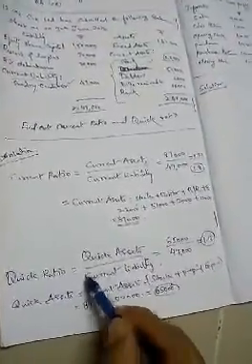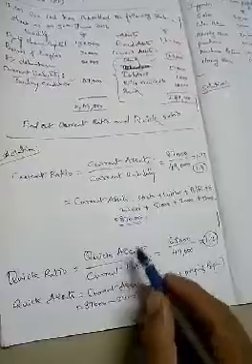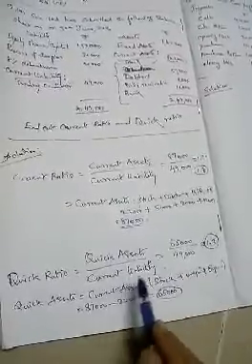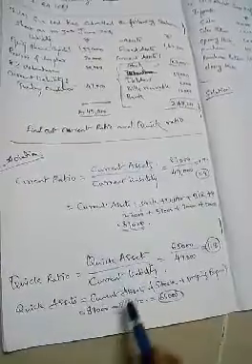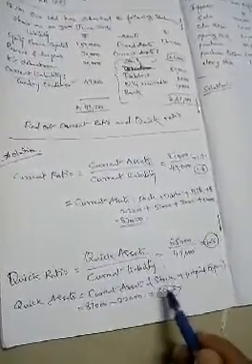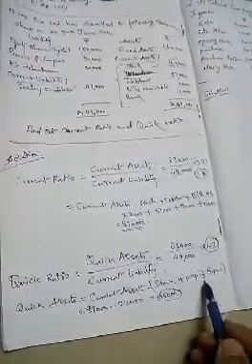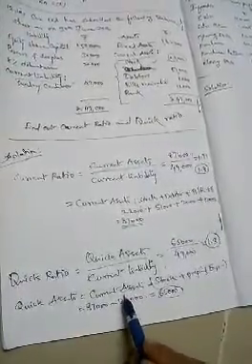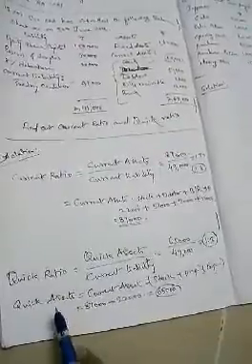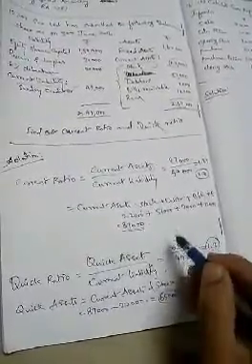And similarly for the quick ratio, the formula is quick assets divided by current liabilities. Quick assets is nothing but current assets minus stock plus prepaid expenses. If you exclude these two things from your current assets, you may get the quick assets. Afterward you may simplify, and you may get the answer.